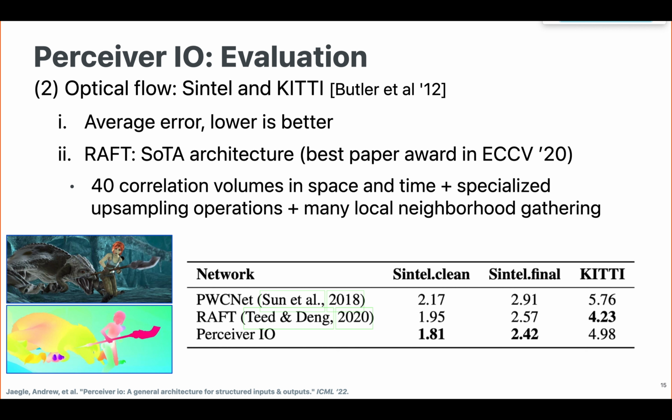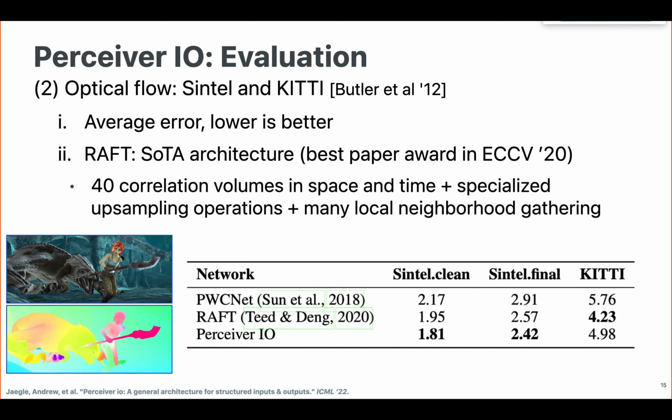the character is moving. And they are comparing with, in this case, the state-of-the-art model, which won the best paper award at ACCV. I checked it out. This architecture is really complex. It has some 40 correlation volumes in space and time, and very specialized upsampling operations, and it's super complex. And it's interesting that we can achieve comparable results with a much simpler architecture like the Perceiver.